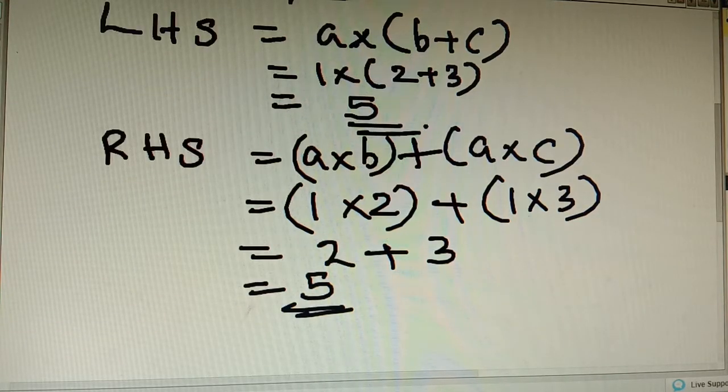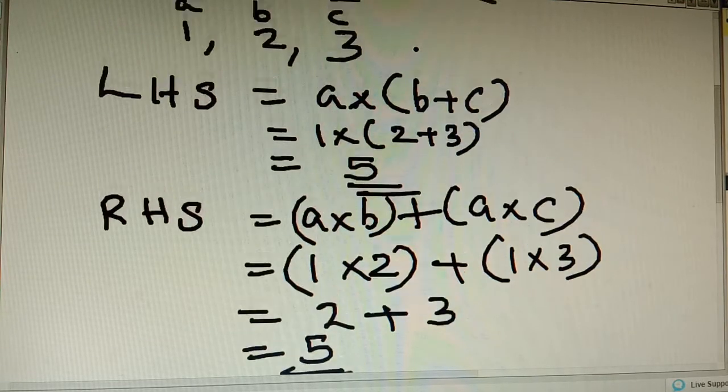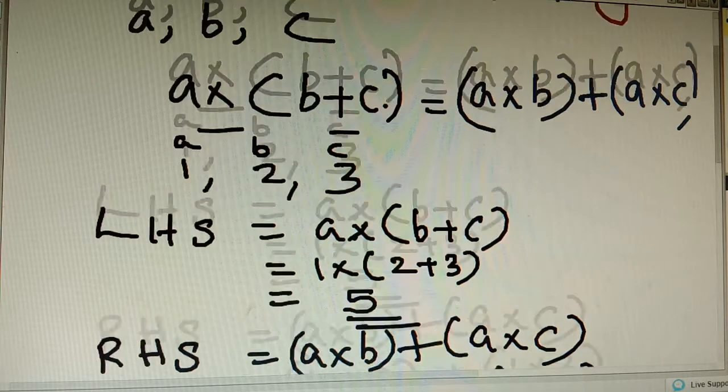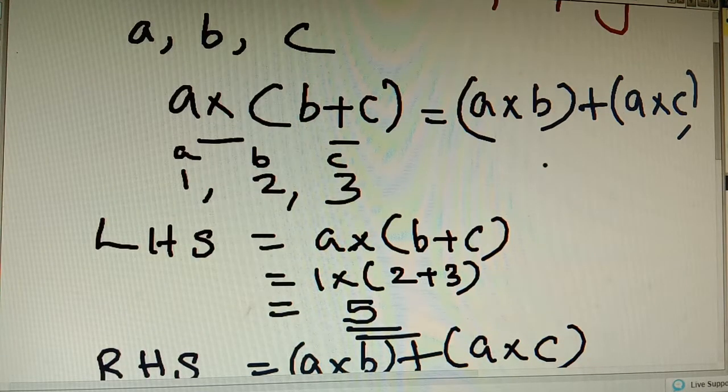That means the distributive property is true in case of these 3 rationals. 1, 2, 3 are 3 rationals. In that case this property is true. This way you can take any 3 rationals, for example 1 by 2, 1 by 3, 1 by 4, that are 3 rationals, or 1 negative rational and other 2 positive rationals. Anyway, 3 examples you take and check. Every time you can see this distributive property is true.